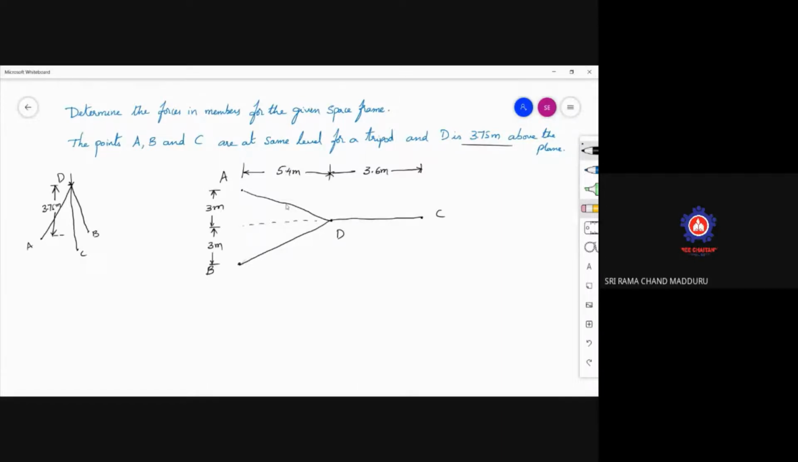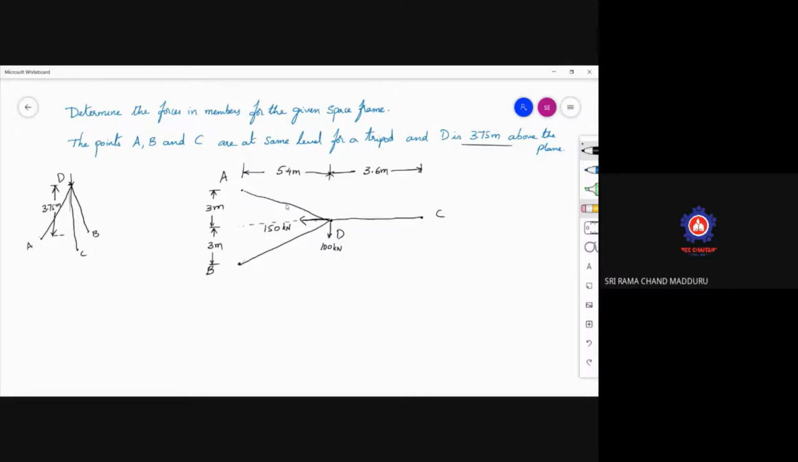First step, what is the first step in this? This is the plan, and the forces are acting here. A force here is acting, which is 150 kilonewtons. This is 100 kilonewtons, which is acting at D. So at D, you just understand here three members are meeting: A, C, B. Three members are meeting at D. It is said that D is at a height of 3.75 meters above the plane.